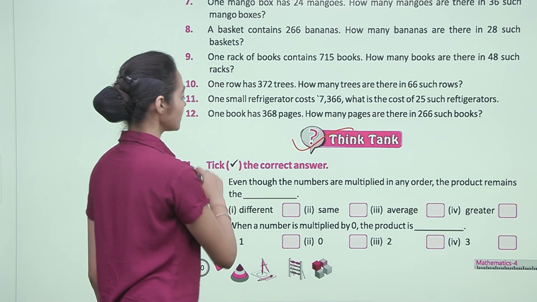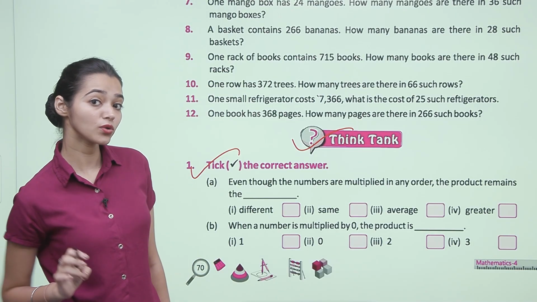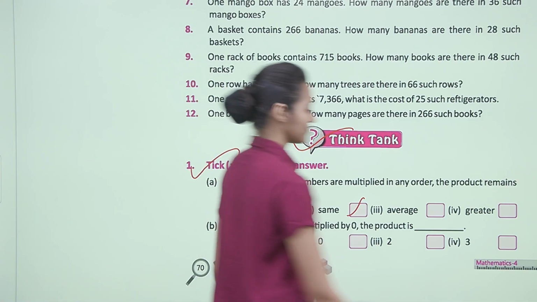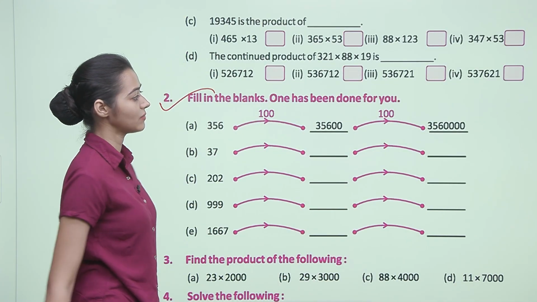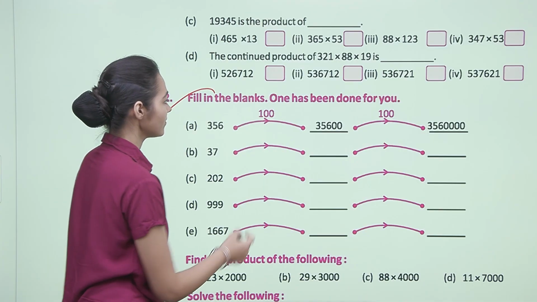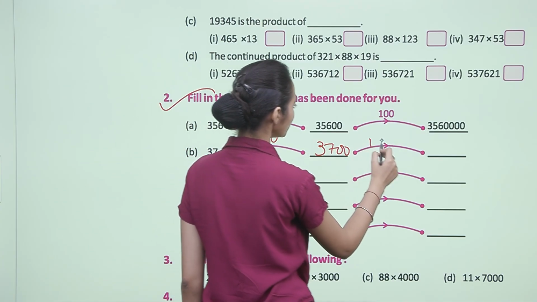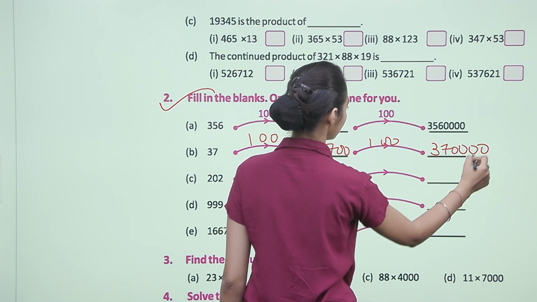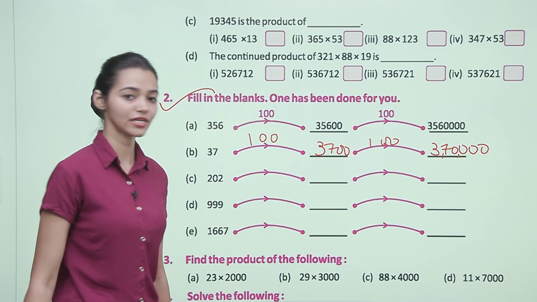Let's start with Think Tank. In the first part, we have to pick the correct answer. Even though the numbers are multiplied in any order, the product remains the same. In the next one, we have to fill in the blanks. One has been done for you. 37 into 100, that is 3700, into 100, that is 3,70,000. That's how you can complete the remaining part.